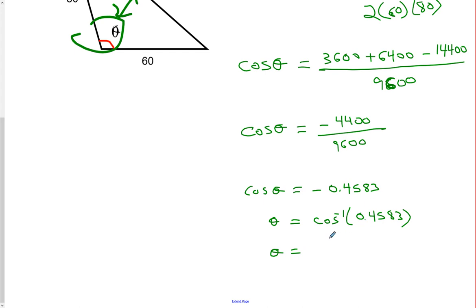And you should get, when you do it, oh sorry, that negative is still in there. Don't forget to put that negative in. If you don't have it as a negative number, it's not going to give you the right answer. It's 117 degrees.